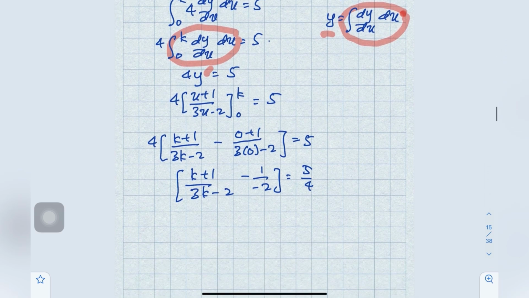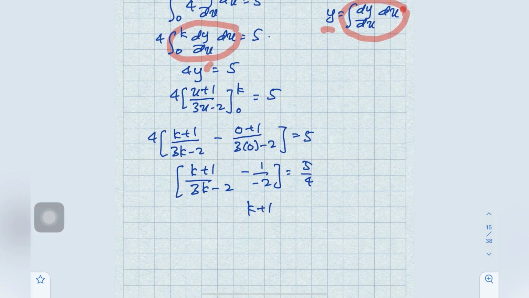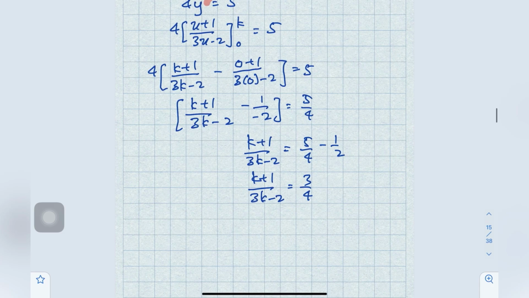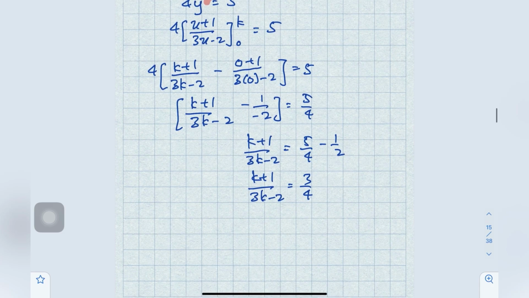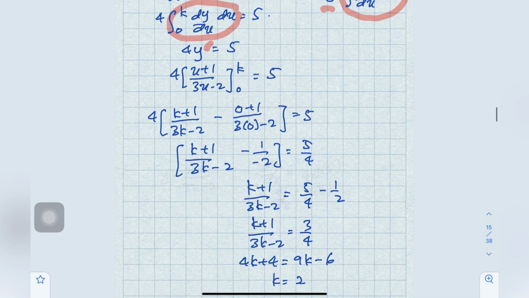Okay, so then this one is (k plus 1) over (3k minus 2) equals 5 over 4, plus, jadi tolak 1/2. So this one equals 3 over 4. (k plus 1) over (3k minus 2) equals 3 over 4. So the rest just selesaikan. So cross, so dapat 4k plus 4 equals 9k minus 6. Okay, so dapat k sama dengan 2. Okay, done. So k equals 2.